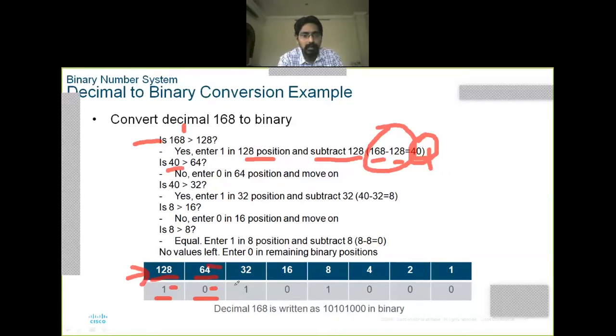Come to the next position, and my number is 40. Is 40 greater than 32? Yes, 40 is greater than 32. Now write 1 over here and subtract 32 from 40. What is the value? 8. Now the value is 8. Make a comparison: is 8 greater than 16? No. So simply write 0 over here and continue with the same number, 8.